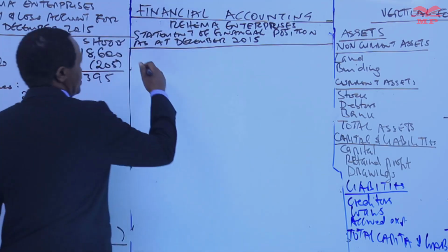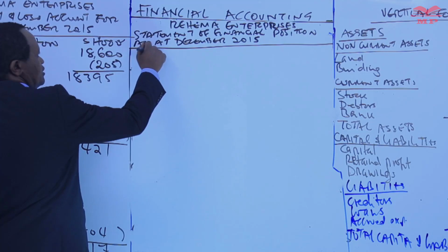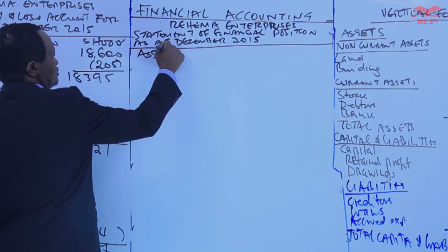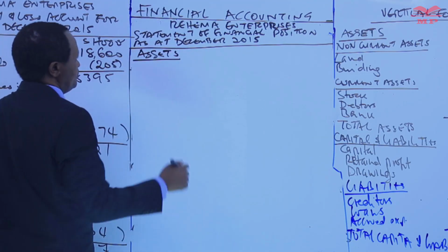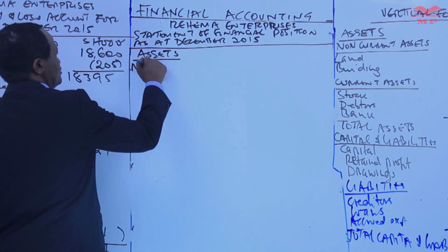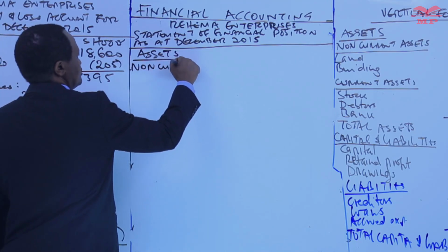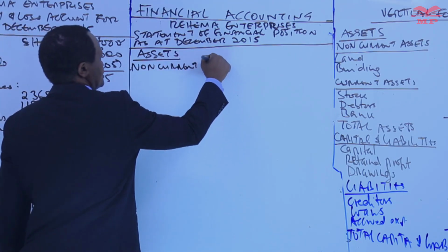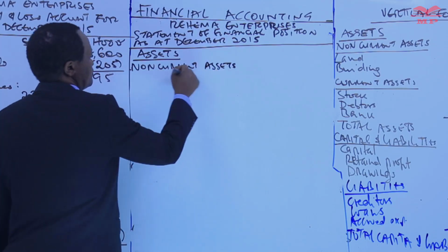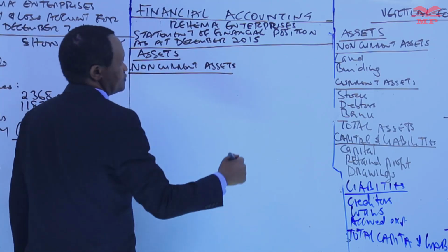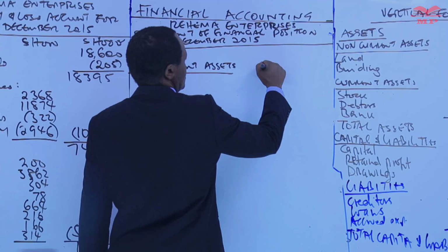So first we have the assets. We begin with the non-current assets. Two columns.